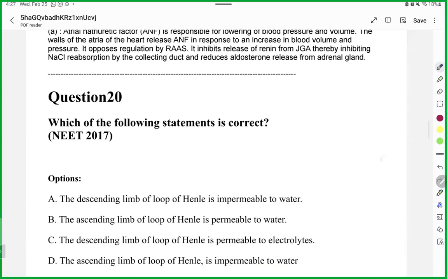Tanvi. The descending limb is permeable to water. The ascending limb is impermeable to water. So the second is also wrong. The descending limb is only permeable to electrolytes. No, false. The ascending limb is impermeable to water. True, sir. Yes. The same question has been asked 4 or 5 times.